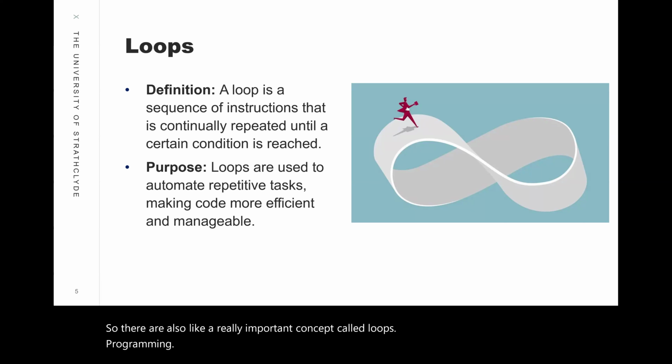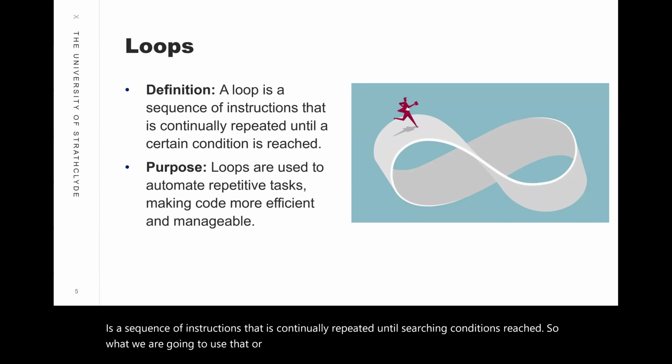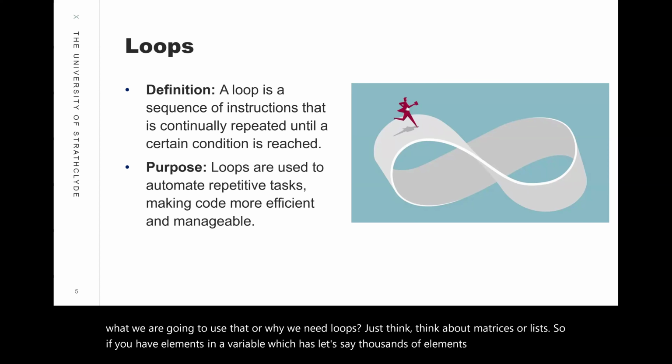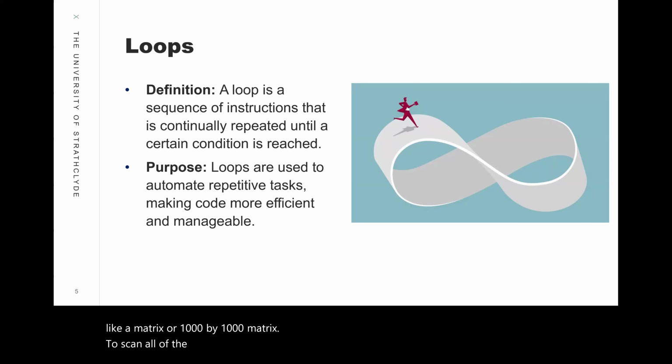The definition of a loop is a sequence of instructions that is continually repeated until a certain condition is reached. So why do we need loops? Just think about matrices or lists. If you have a variable with thousands of elements inside, like a 1,000 by 1,000 matrix, to scan all of the elements inside, you need loops.